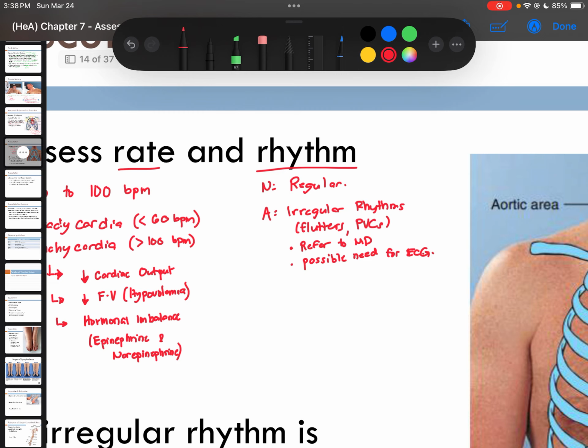Because heart rhythms, especially when they are irregular, are very problematic. The tendency is that the heart might shut down, or it might develop into a much worse form of rhythm.